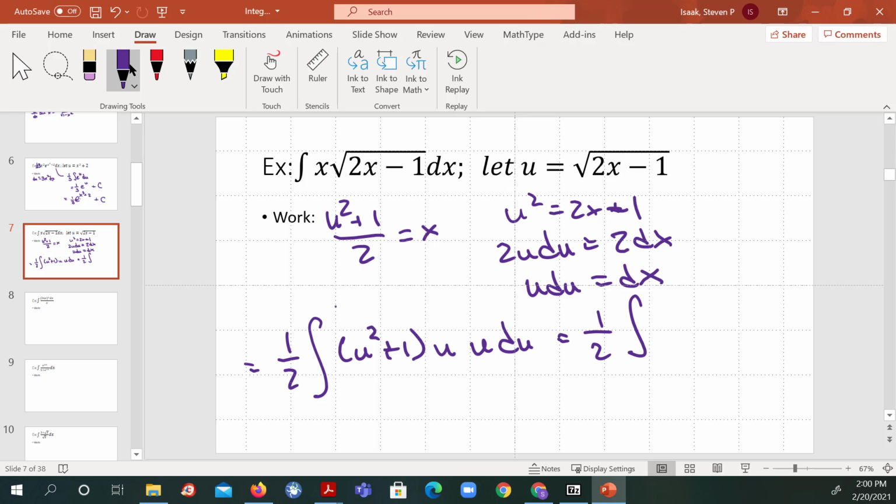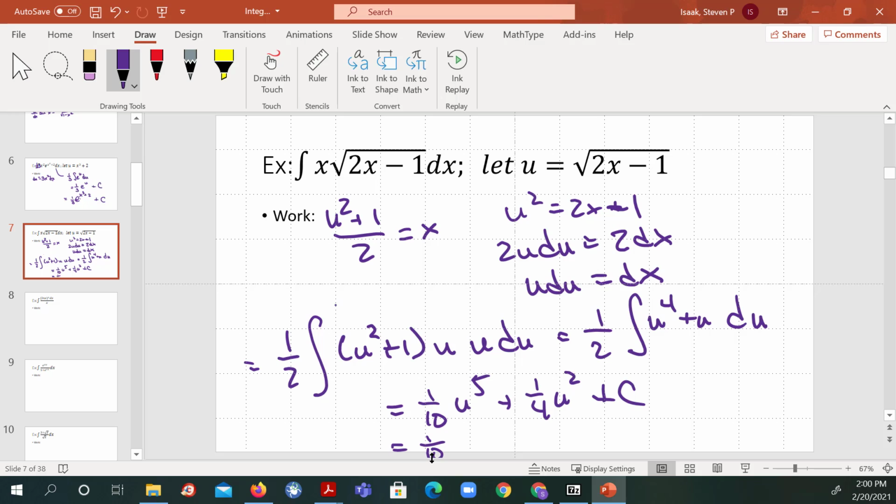1/2 u to the 4th plus u, which, okay, it's 1/5, but that's a 10th, u to the 5th plus a half times a half is a 4th, u squared plus constant, and then finally we do our substitution. But remember what u is, 2x minus 1 to the 1/2 power. You may see them do some factoring here to simplify. But if I square a square root, I get just the radicand.